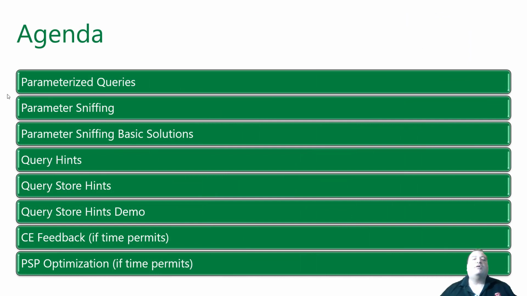So, our agenda today. Before getting to the point about query store hints, we need to talk about parameterized queries and really understand what parameterized queries are. Then we talk about parameter sniffing, which is a very common problem to solve using query store hints. Query store hints can be used for many different problems, but a very common one is parameter sniffing. Then we'll see the demonstration about query store hints and talk a bit about the future.